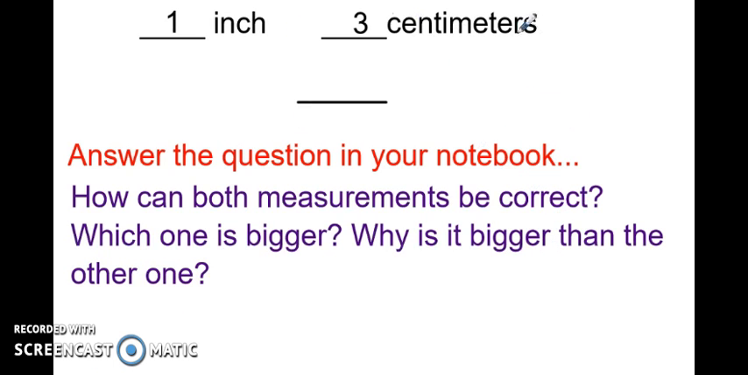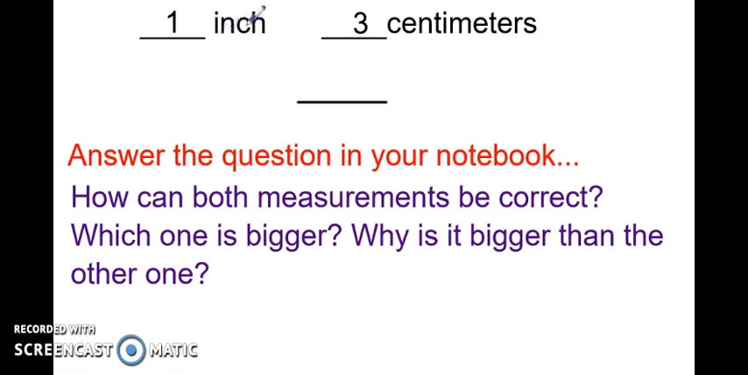You're going to take a look at this problem on your own. So this line has already been measured. This line is about 1 inch and about 3 centimeters long. I want you to think about these measurements and then answer the question in your notebook. So you're going to write, how can both measurements be correct? Which one is bigger? And then tell me why is it bigger than the other measurement.